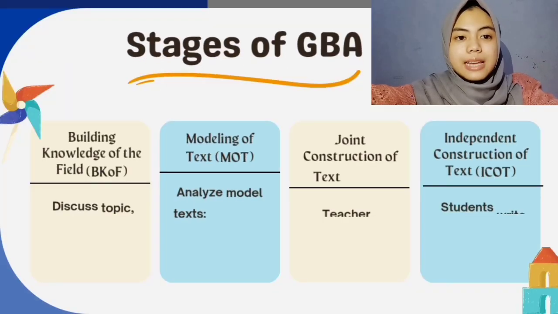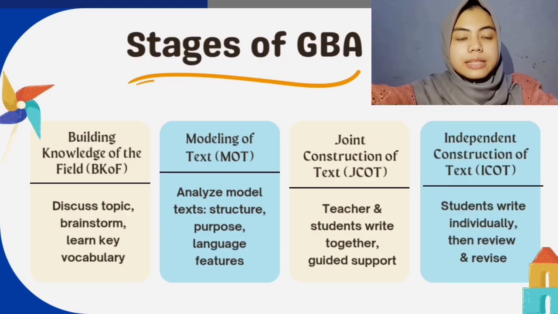Now, for its stages, GBA follows four main stages known as the teaching learning cycle. The first stage is building knowledge of the field. In this stage, students discuss the topic, brainstorm ideas, and learn key vocabulary related to the text they will read and write. This helps them build thicker knowledge and prepare for the next step.